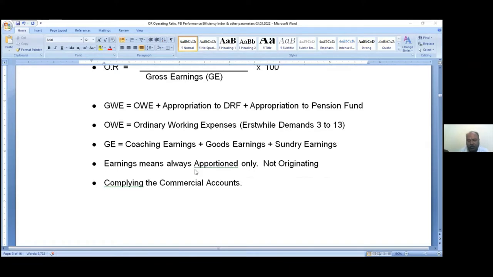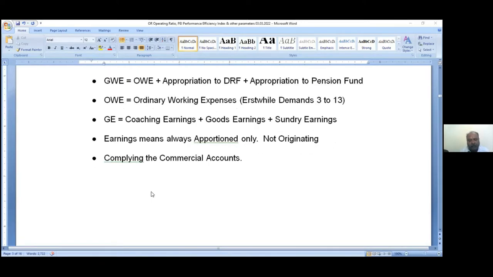But here we should note that the earnings we should take for the calculation of operating ratio are always apportioned earnings. Because there are two kinds of earnings: one is originating earnings and another is apportioned earnings. Originating earnings you should take only for calculation of PEI, performance efficiency index, not for operating ratio. For operating ratio, we always consider apportioned earnings only. Because this operating ratio is nothing but testifying or complying the commercial accounts.